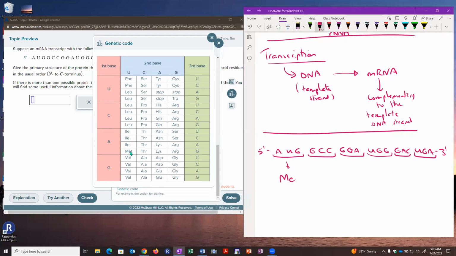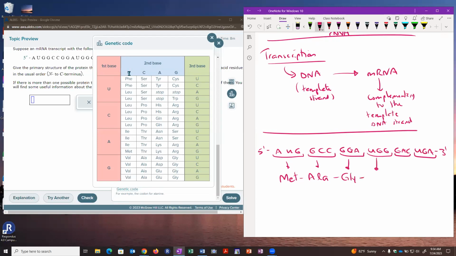We want a 3-letter code, and we're going to separate it with a dash. GCC codes for what? GCC would code for alanine. That's ALA. GGA codes for what? G is the first base, the second base is a G, and then A here. This looks like it's GLY, which is glycine.